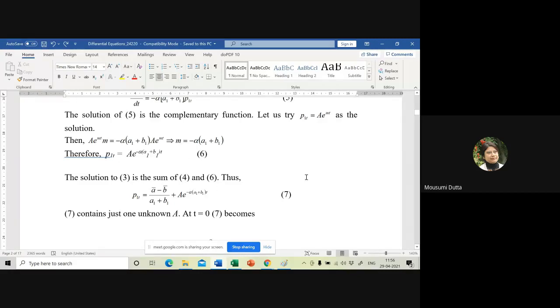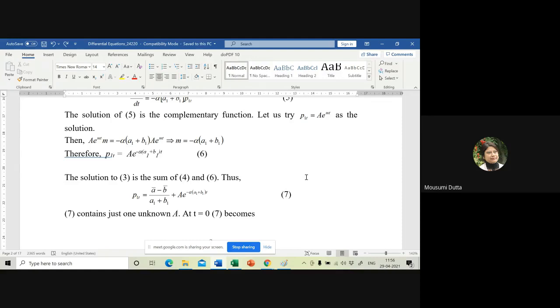So adding the particular integral with the complementary function, the time path can be written as P1t is equal to (a bar minus b bar) by (a1 plus b1) plus A e to the power minus alpha into (a1 plus b1) into t.